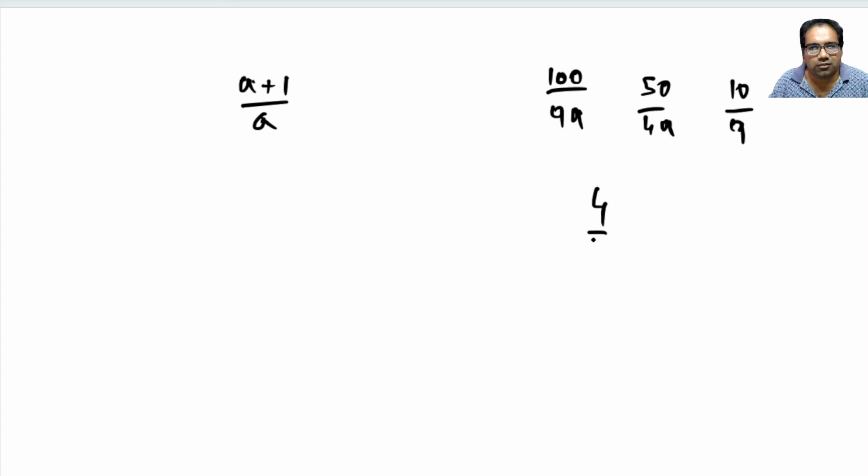Simply put, we have a fraction like this, a plus 1 by a. Now, what is the range of this thing? So, for example, if we take numbers like 100 by 99, or 50 by 49, or 10 by 9, or 4 by 3, or 2 by 1, etc. Like this, right?